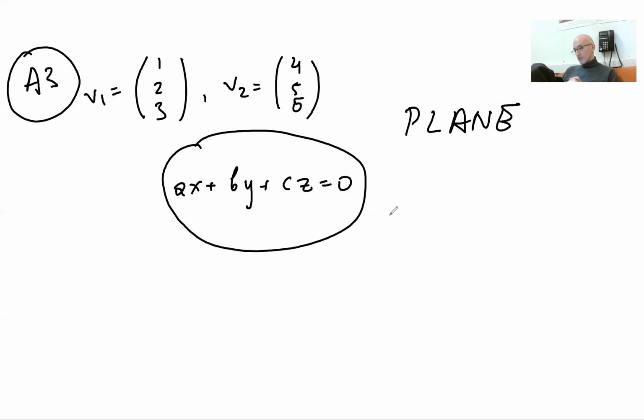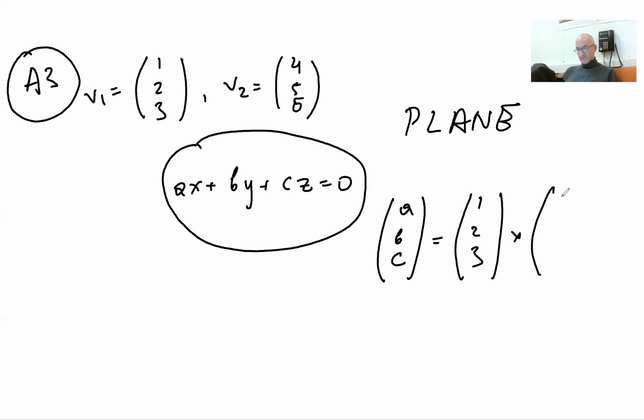Why do I know this is a plane? Because vectors v1 and v2, it's easy to see that they're linearly independent. We are going to show it in a second. So the smallest subspace which contains these two vectors is a plane that passes through the origin. We need to find a, b, c. One simplest way to find a, b, c is just to take the cross product of these two vectors. This is not hard, and you can just check that this is (-3, 6, -3).